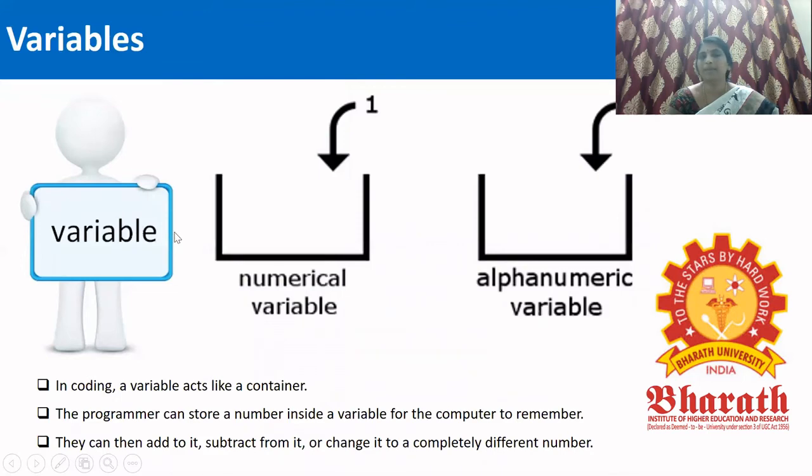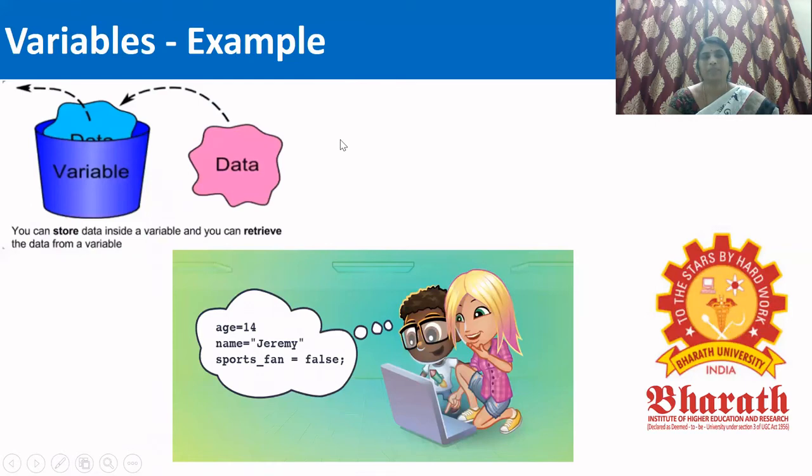So a variable can be considered as a container. It can be a numerical variable as well as an alphanumerical variable. The programmer can store a number or an alphanumeric. So you can use those variables in order to add, subtract, or perform any operation that needs to be done on it. For example, we have already seen the addition of 2 numbers. The A, B, and S are the variables.